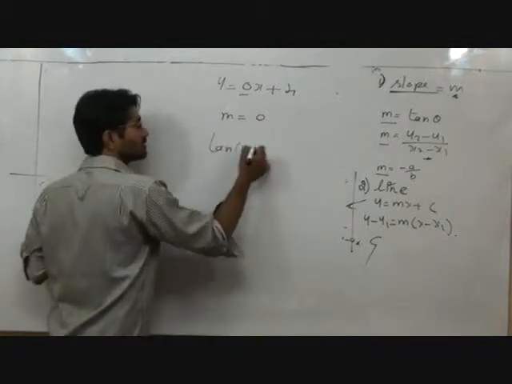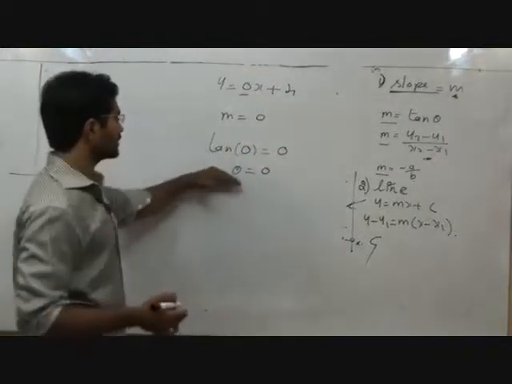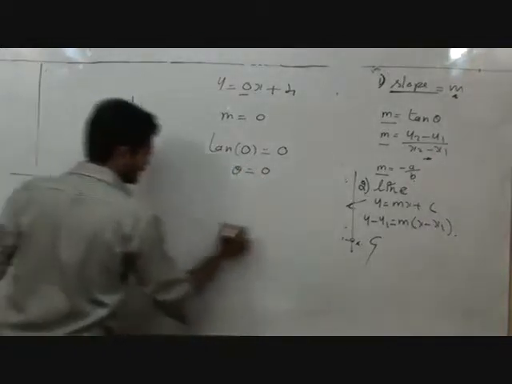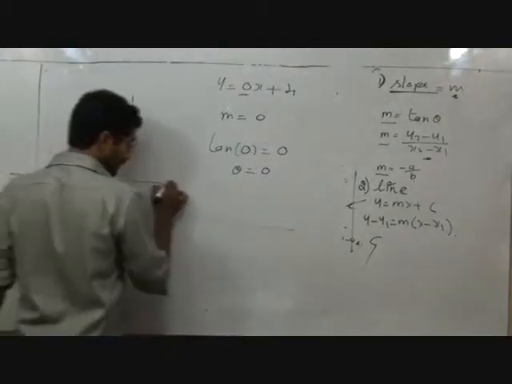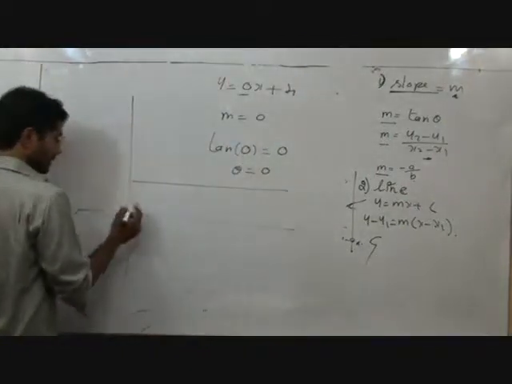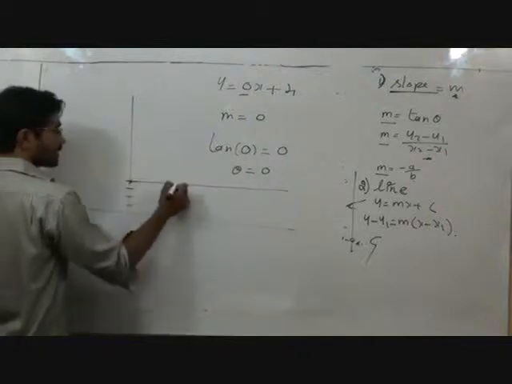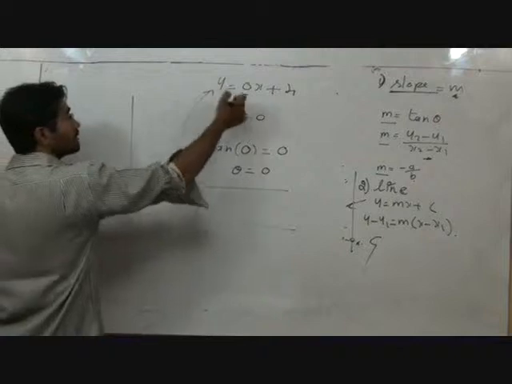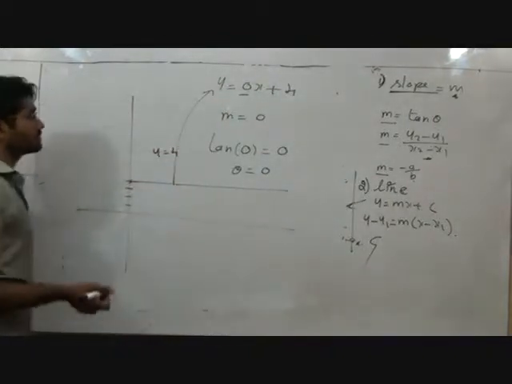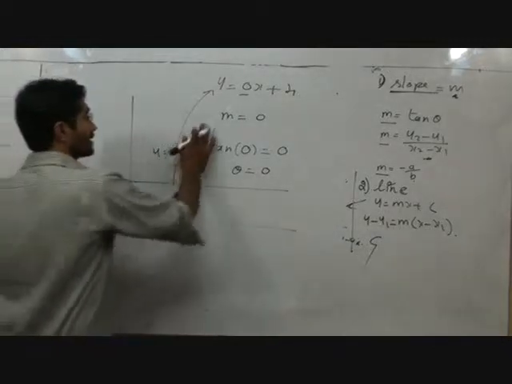Tan 0 is 0, in the sense that theta is 0. What do you mean by theta is 0? Very simple. In the coordinate system, if theta is 0, the line is parallel to the x-axis. And if it is cutting the y-axis at 4, like 1, 2, 3, 4, that's my line. This line is given as y is equal to 0x plus 4, or simply y is equal to 4. Got it?